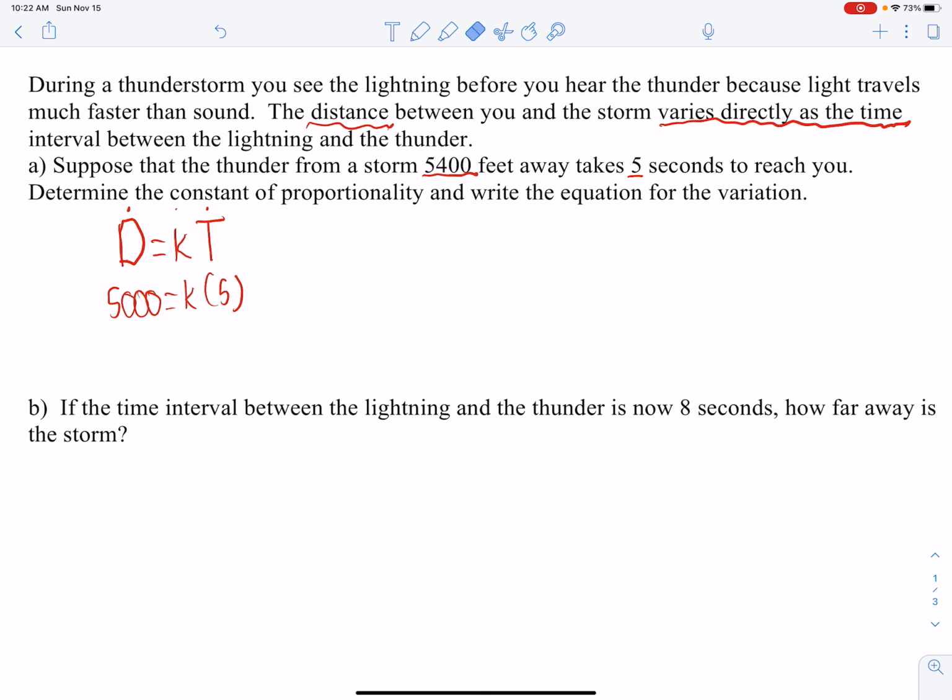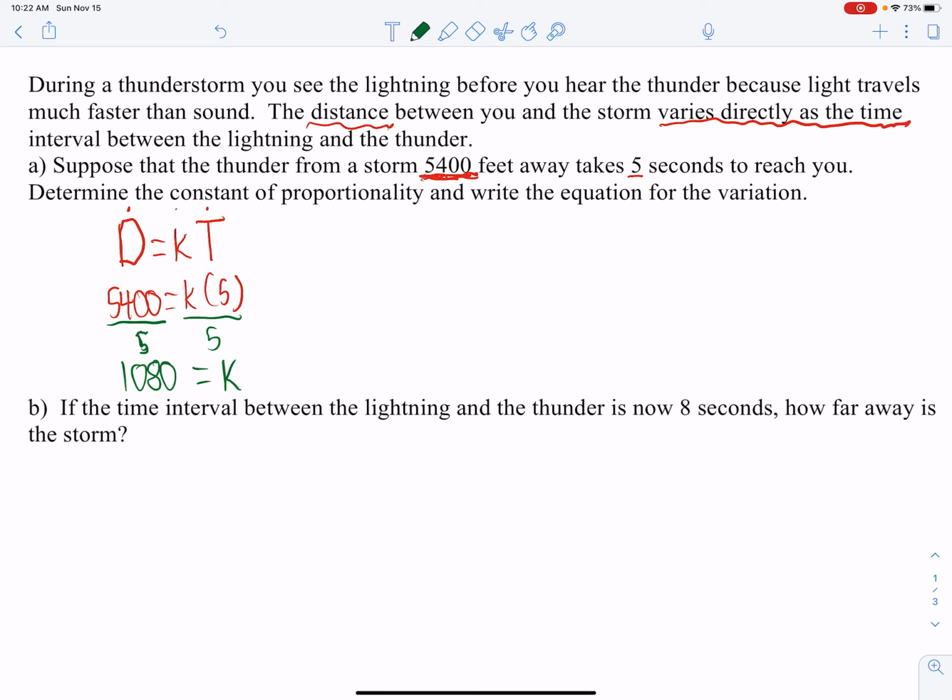So here we have 5,000 equals K times 5. Oh, I made another mistake, didn't I? That was supposed to be 5,400, not 5,000. That's the correct number. So 5,400 equals K times 5. And now to finish the problem and figure out what K is, we divide both sides by 5. And we would have 1,080 equals K.